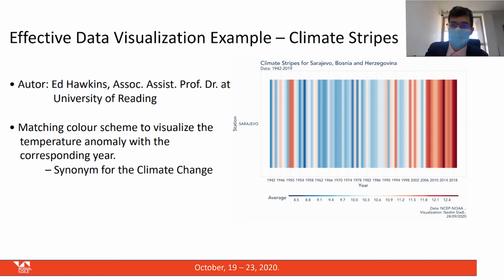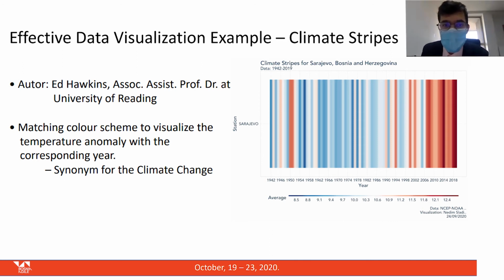And how did he do it? Well, he used the geom tile library in order to produce those stripes. And actually, he did it for Reading, for the UK, and for the world. But I found the data from the National Oceanographic Atmospheric Administration from North America, and I tried to produce the climate stripes for our city.